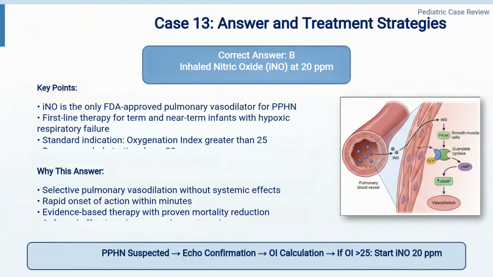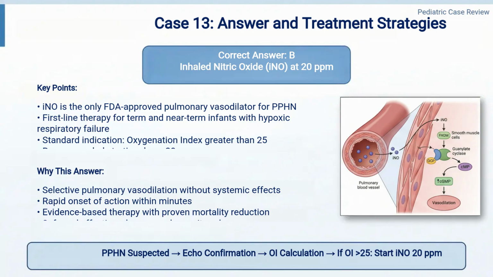Inhaled nitric oxide is the only therapy approved by the United States Food and Drug Administration as a pulmonary vasodilator for PPHN in term and near-term infants with hypoxic respiratory failure. The standard indication is an oxygenation index greater than 25, which this patient clearly meets with an index of 35. The recommended starting dose is 20 parts per million.